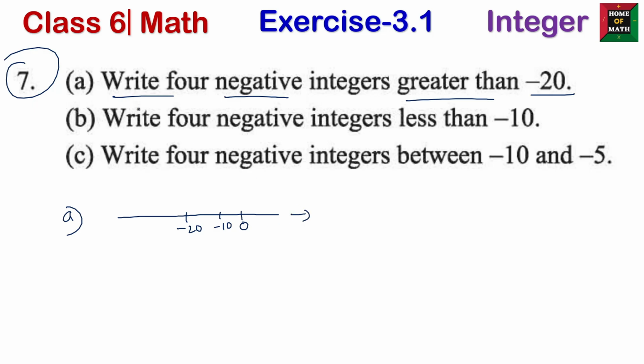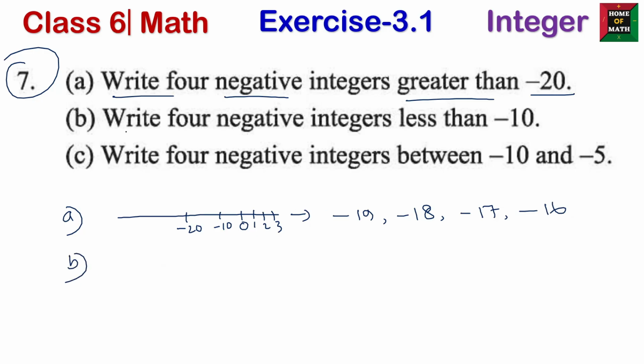So our question: write 4 negative integers greater than minus 20. So you should use negative integers, so you cannot use 1, 2 or 3, positive numbers. So the 4 greater numbers are, suppose, minus 19, minus 18, minus 17 and minus 16. These are the 4 numbers and they are also negative integers.